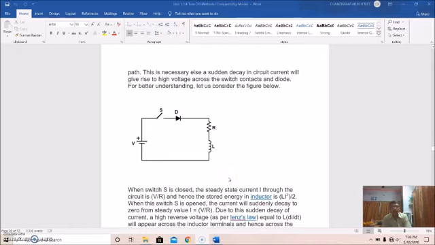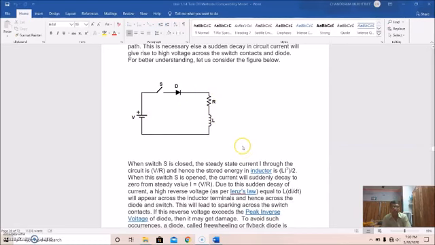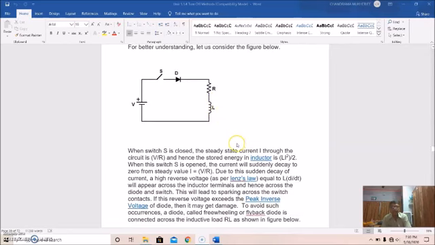To understand this, consider this figure. When the switch is closed, a steady current I will flow through the circuit, and the value of this current is the voltage divided by this resistance, and hence the stored energy in this inductor is half L i squared. Now when the switch is opened, this current will suddenly decay to zero from its steady value.